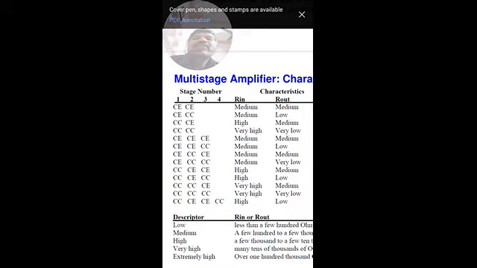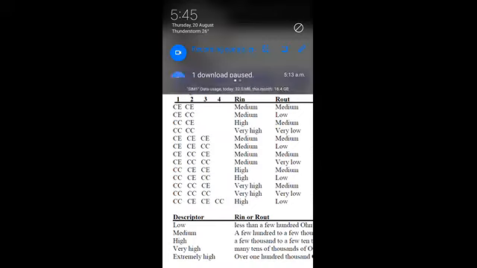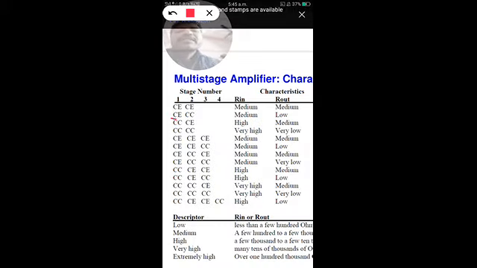So, we are using CE in the first stage, so the input impedance is medium, moderate, because CE is going to have a moderate input impedance. So our input impedance of this stage is medium, because we are using CE in the first stage.